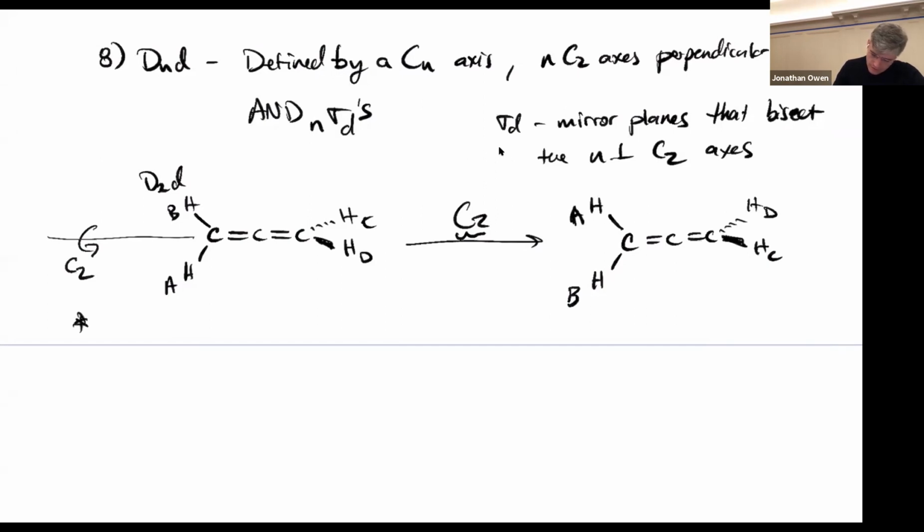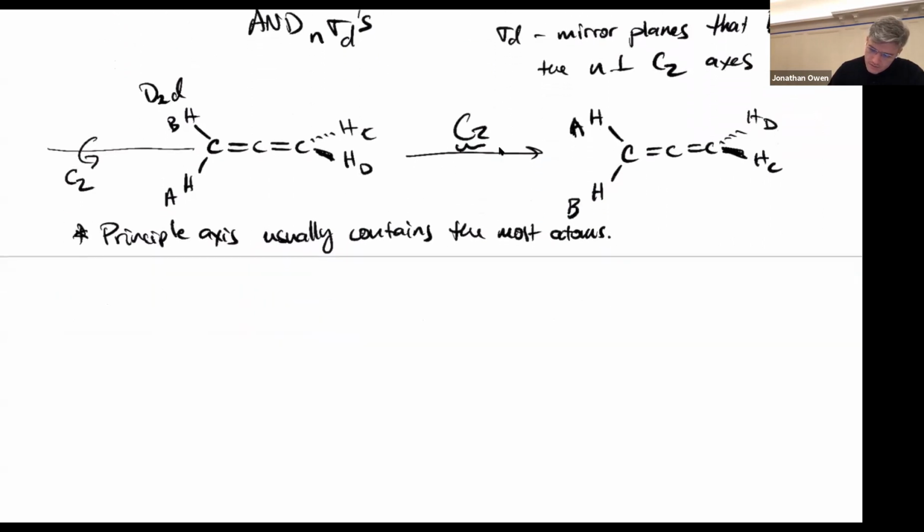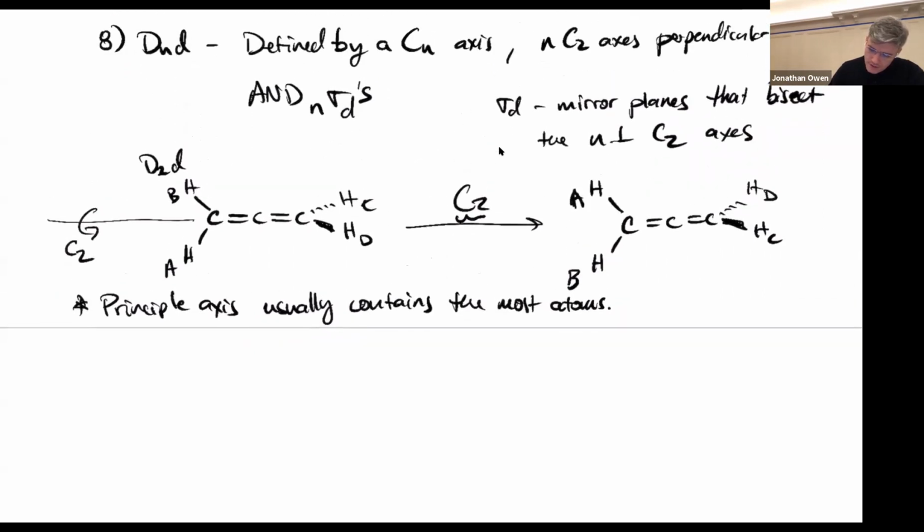Just a little note here. The principal axis usually contains the most atoms. You might be forced to choose on occasion, and choose the one that goes through the most atoms if you have to. All right, so there's this C2 axis that defines D2d.